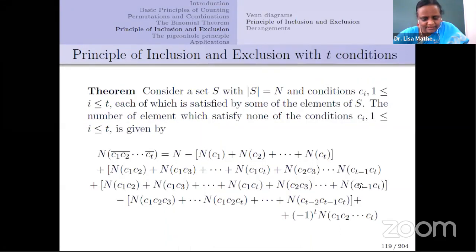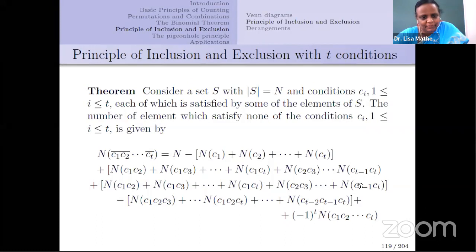Now let me extend this to t conditions. Suppose I have a set S with size equal to capital N, and suppose I have t conditions C1, C2, C3 up to Ct. Each of these conditions is satisfied by some elements of S. Now I'd like to find the number of elements which satisfy none of the conditions C1, C2 up to Ct. So what I need is n of C1 bar, C2 bar, C3 bar up to Ct bar.